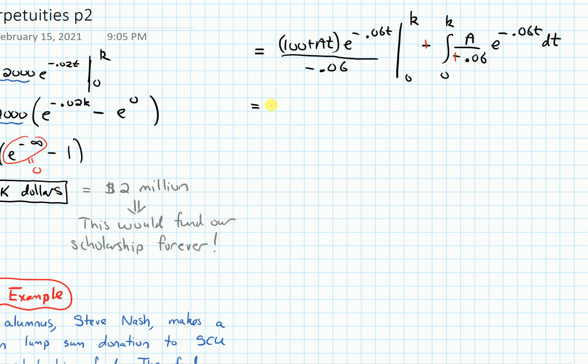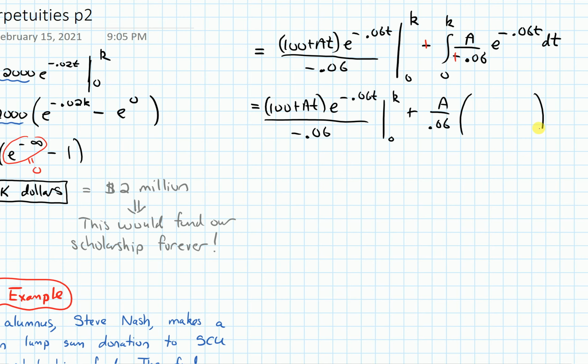Okay, so the first part stays the same, 100 plus at times e to the negative 0.06t all over negative 0.06. Got to plug in 0 and the k. And now I have a plus. The a over 0.06 is a constant, so that's just going to stay there. And now I multiply that by the antiderivative of e to the negative 0.06t, which we've already done once in the problem. It's e to the negative 0.06t over negative 0.06. And I have to plug in 0 and k.